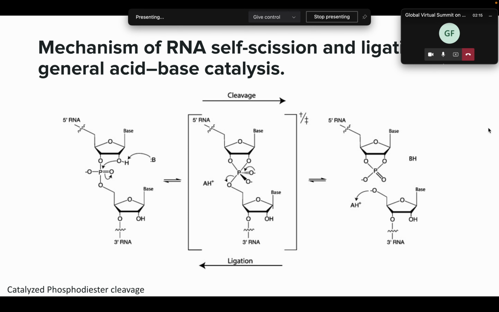So getting into the mechanism of the RNA self-scission and ligation, it happens by a general acid-base catalysis. You can see the base attacking the hydroxyl group, followed by the attack on the phosphate. And you make this pentaphosphate intermediate during the cleavage or ligation, and then the electrons delocalize to the downstream base. That's when you get either the cleavage or the beginning of the ligation. So this is a catalyzed phosphodiester cleavage.